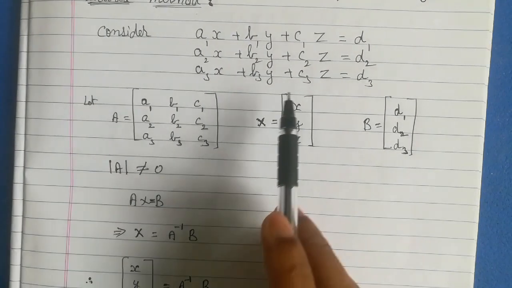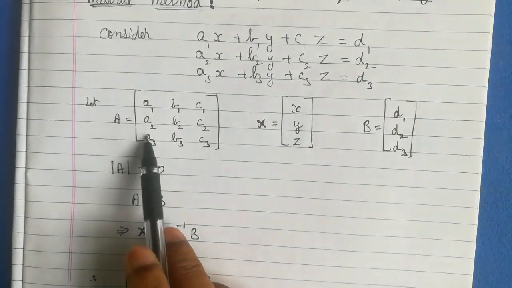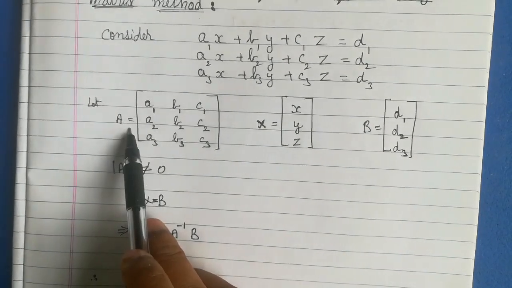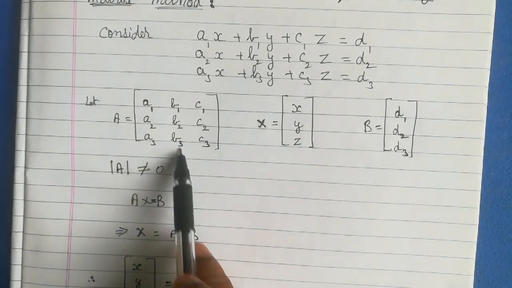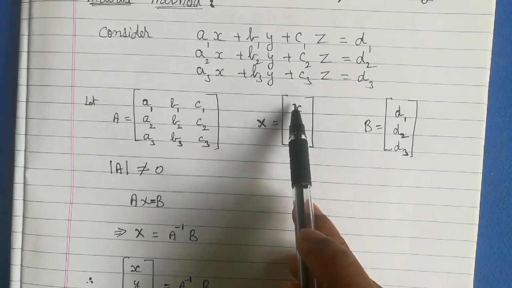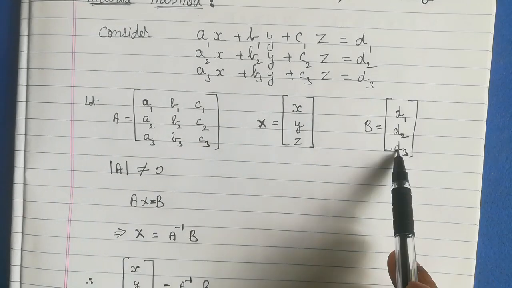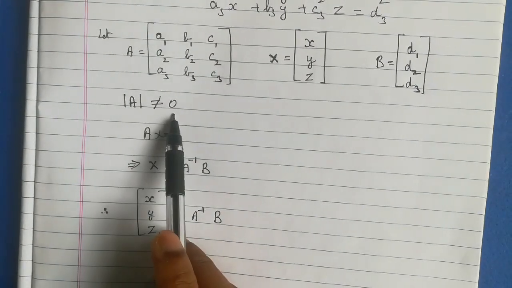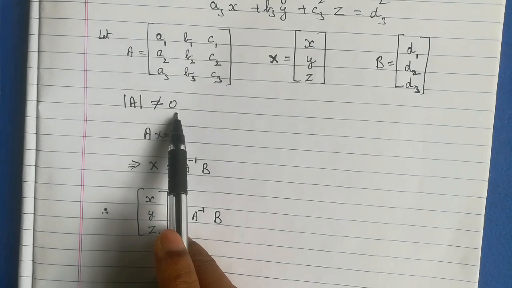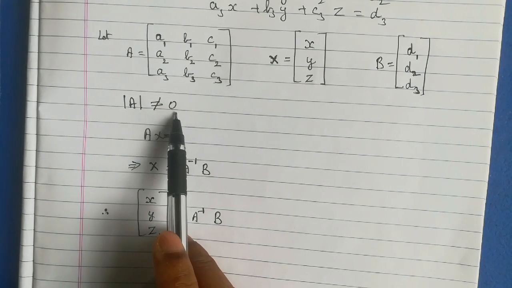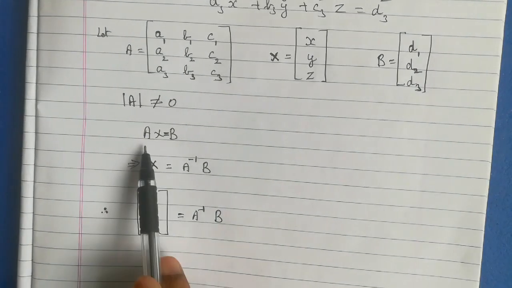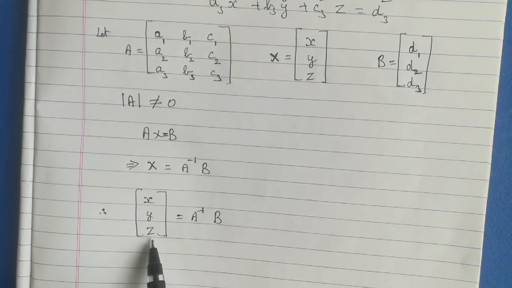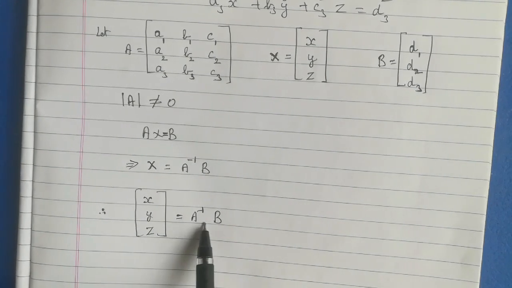Suppose the equation is given. We will find the values of A, X, B. How to find the value of A: the coefficient of x, coefficient of y, coefficient of z, then the variables, and the constants. Afterwards, we have to find the determinant of A. Only if the determinant of A is not equal to 0 can we find the inverse. We will take AX equal to B, X equal to A inverse B. From that, we can find the values of x, y, z. By using this, we will solve.